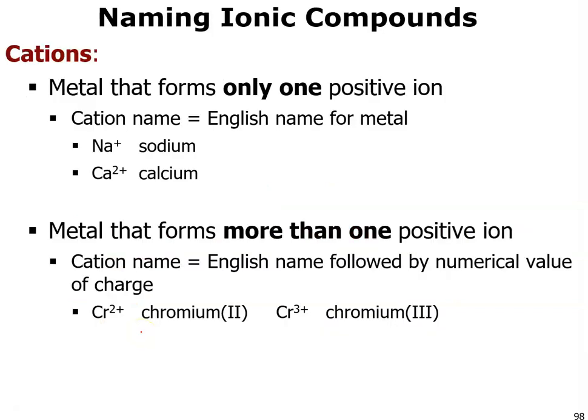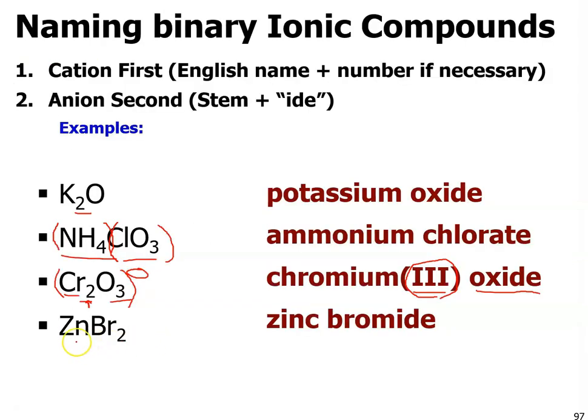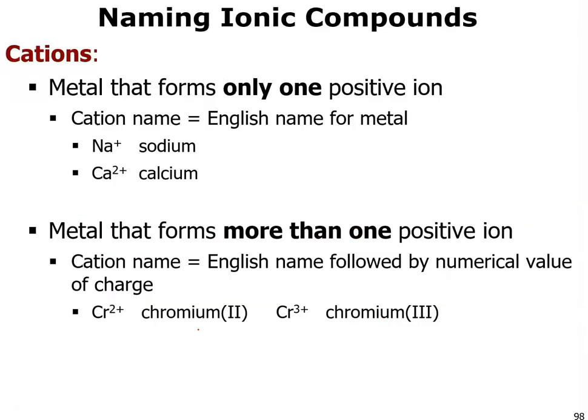And then finally, the example of zinc bromide. Notice I just say zinc bromide. I don't have zinc 2 bromide or zinc bromide 2. And this is because we only have one type of ion for zinc that's typically made. Metals that form only one positive ion, those are examples. That was just to give you an example. But the cation is the English name for the metal. So Na+ is going to be sodium, Ca2+ is calcium.